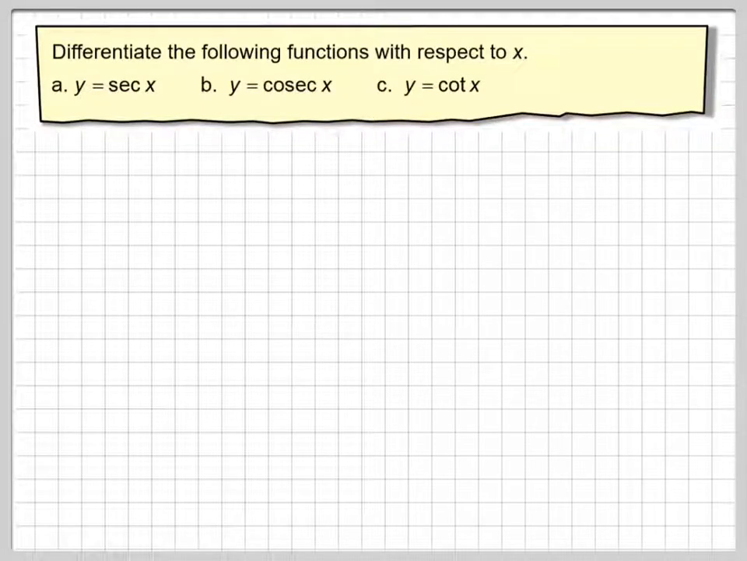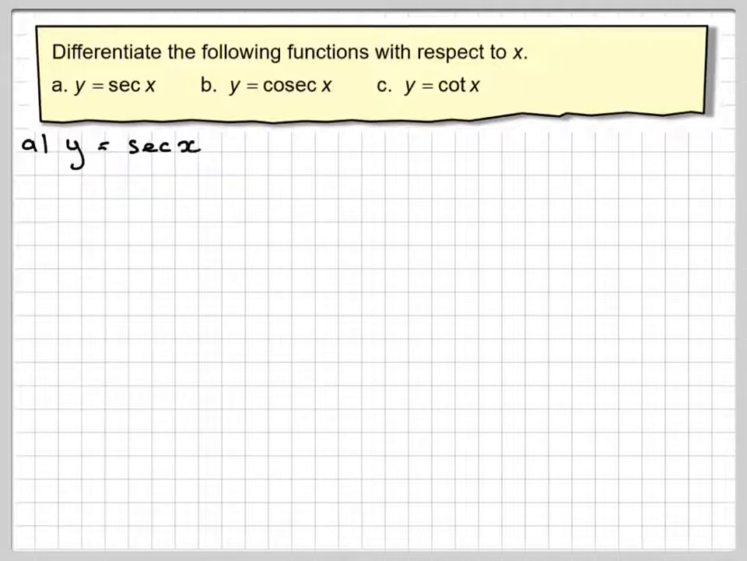Hi, in this video we're going to differentiate the reciprocal trigonometric functions. So differentiate the following functions with respect to x. y is equal to sec x, y is equal to cosec x, and y is equal to cot x.